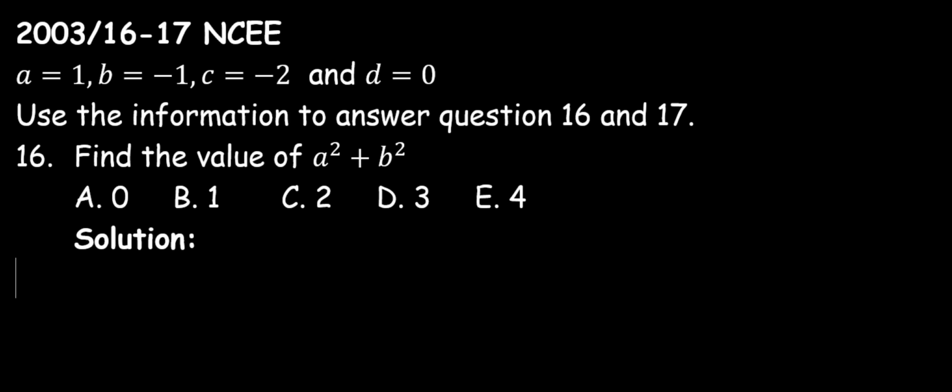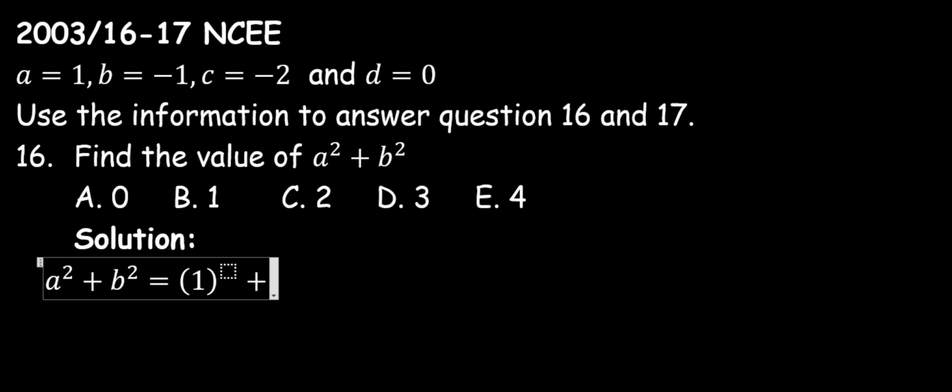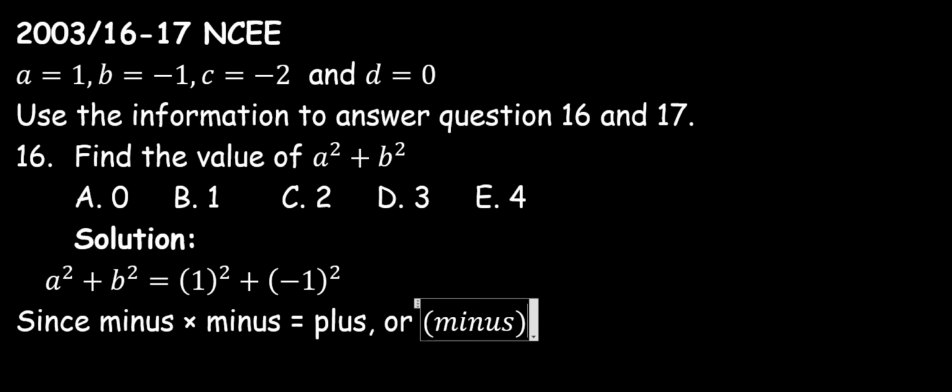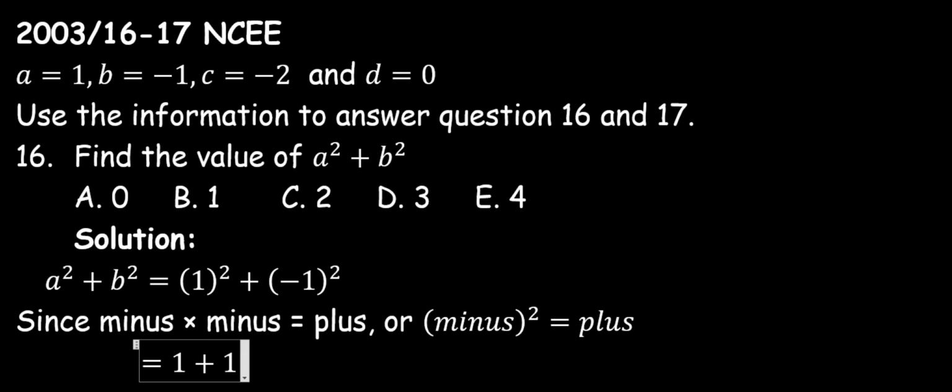Solution. A squared plus B squared will be equals to 1 square bracket open and close plus bracket open minus 1 bracket close square. Since minus times minus is equals to plus, or minus square is equals to plus, our value will be, for the case of 1 square, will be equals to 1, and minus 1 square will also be equals to 1. That's why we're going to have 1 plus 1, and that's equals to 2.